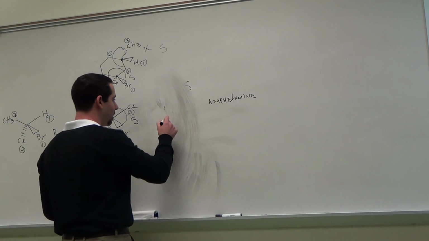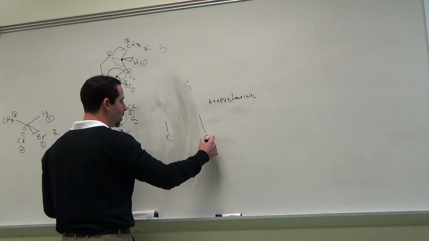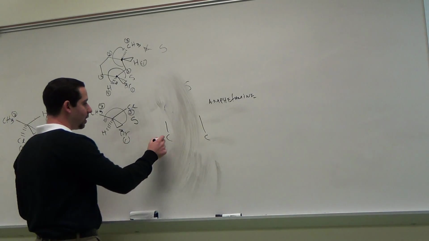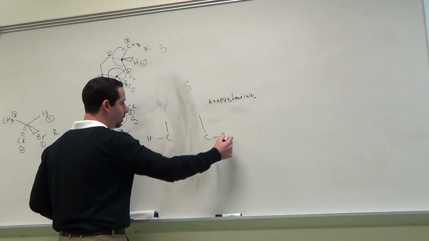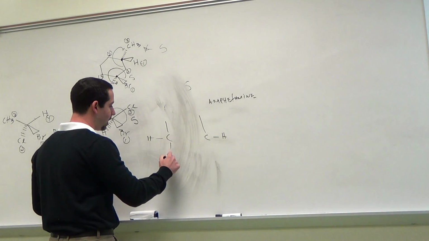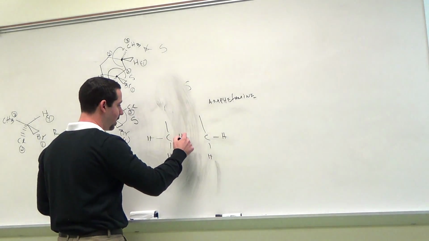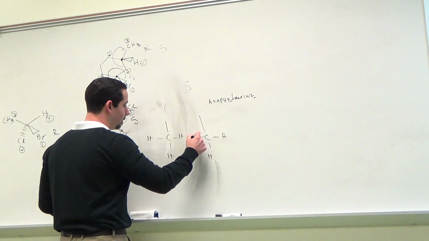This is what it is, okay? Let's say I have a bond here, a carbon here, and a carbon there. Can I decide? No, I can't decide. Let's say I have a hydrogen here and a hydrogen here. Can I decide? No. Let's say I have a hydrogen here and a carbon here.